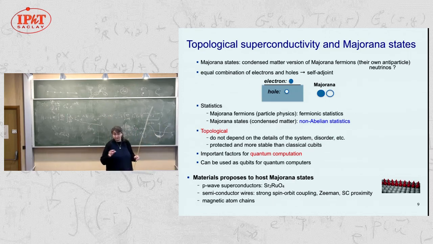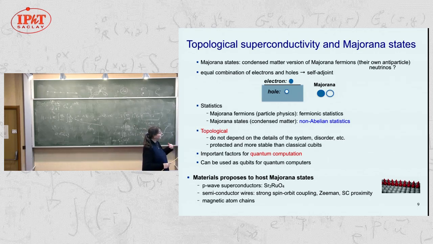Before getting into some concrete example of a model which exhibits Majorana states, I'm going to give you some very basic notions about what a Majorana is. So Majorana states are the condensed matter version of Majorana fermions. Coming from other fields, you may know what a Majorana fermion is. They are particles which are their own antiparticles, like supposedly neutrinos. But in condensed matter, it's a bit hard to realize this condition.